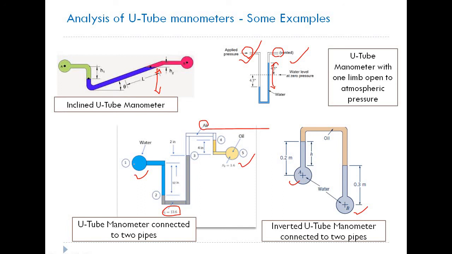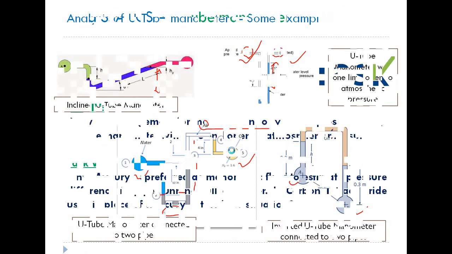So if you start from here, the pressure acting here plus the pressure due to this column of water, same horizontal level, pressure will be the same, minus the pressure due to this column of mercury, minus the pressure due to this column of air, plus the pressure due to this length column of oil, will be the pressure acting in the second pipe. So you can estimate the difference.